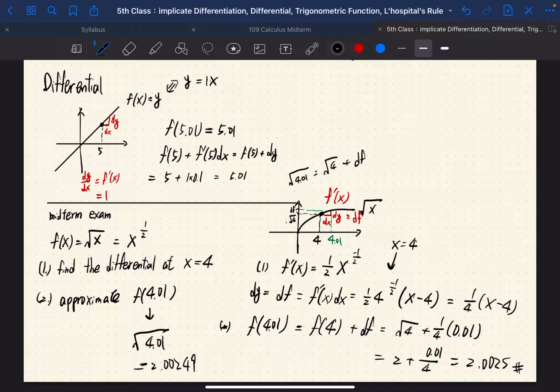For example, we have a function y equals x. So f of 5.01, we know the answer is 5.01. But if this function is hard, like this one, it asks for the square root of x. So it is hard. So what we can do is, first we calculate an easy one and then plus the extra differential. What does this mean?